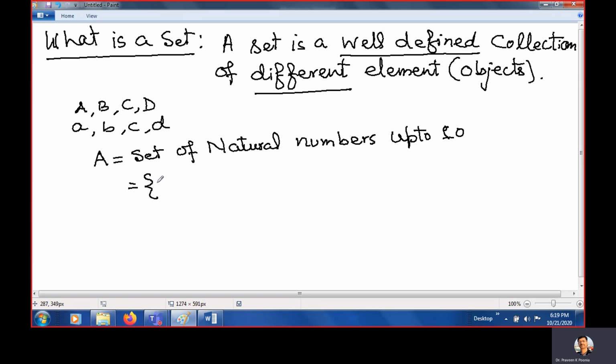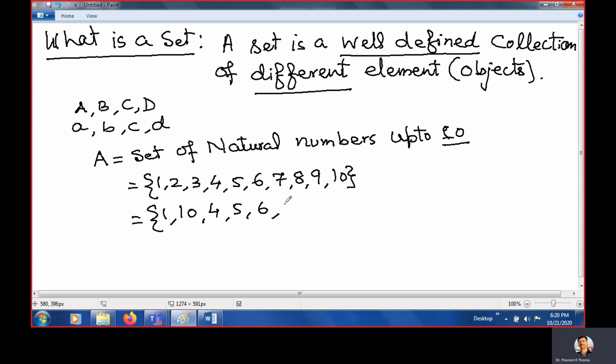What will be the set? Sets are denoted by curly braces: 1, 2, 3, 4, 5, 6, 7, 8, 9, 10. It was stated clearly that it is a set of natural numbers, so only natural numbers will come, and they go up to 10. It is not necessary to write them in order. You can write 1, 10, 4, 5, 6, 2, 3, 9, 8, 7. Order is not the problem in sets, but all the entries must be different. You need to focus on this word, different.